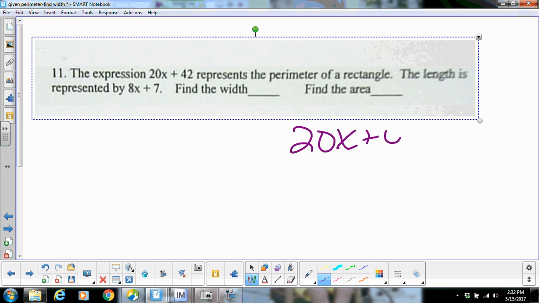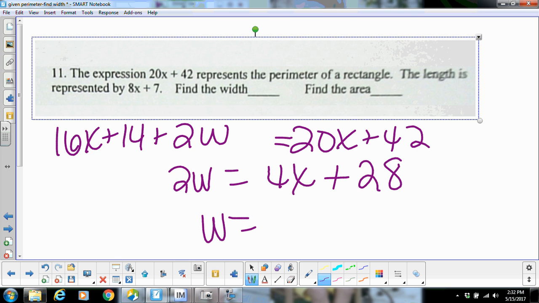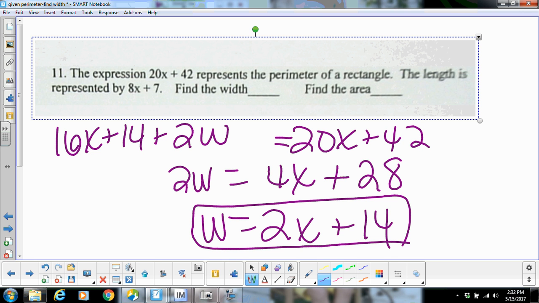20x plus 42 is your final perimeter. You've got two of your lengths, so that's going to give you 16x plus 14 and two widths. So when you solve here, you're going to get 4x, and then whatever 42 minus 14 is, that's going to be 28. And then you divide by 2, and your width is actually going to equal 2x plus 14.